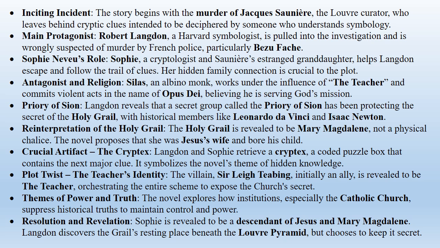A woman named Sophie Neveu, a police cryptologist, arrives at the museum. She is Saunière's granddaughter, but the police don't know this. She secretly warns Langdon that he is in danger and helps him escape. Together, they begin to follow the clues Saunière left behind. Sophie also reveals that she and her grandfather stopped speaking years ago after she saw him performing a strange ritual.